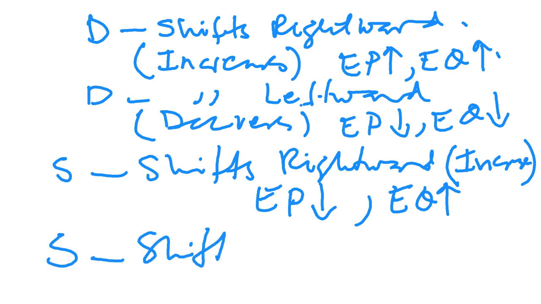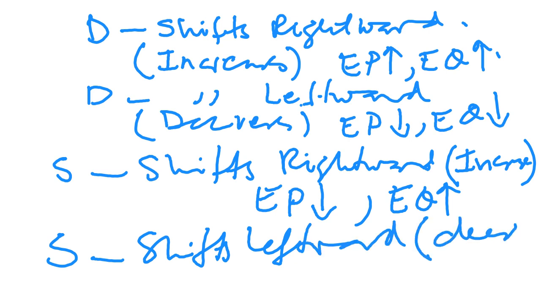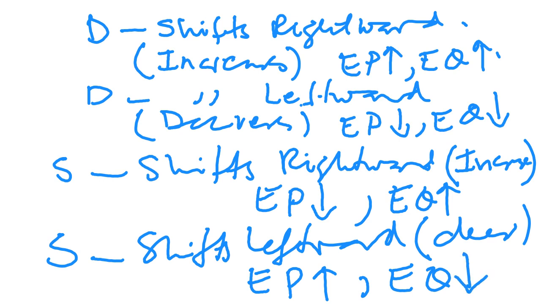When supply curve shifts leftward, what will happen? This is decrease in supply. Equilibrium price will increase. Why? There's a shortage. Producers are supplying less, maybe because of taxes, maybe because of expectations. And equilibrium quantity, since they are supplying less, will definitely decrease. So these are the four relationships that you must understand and remember.